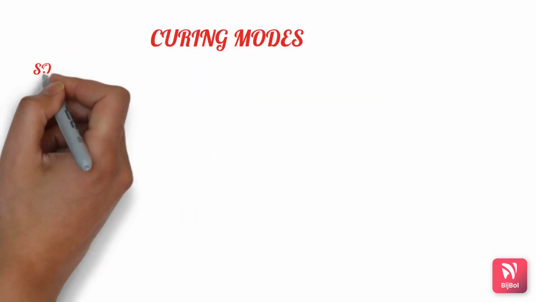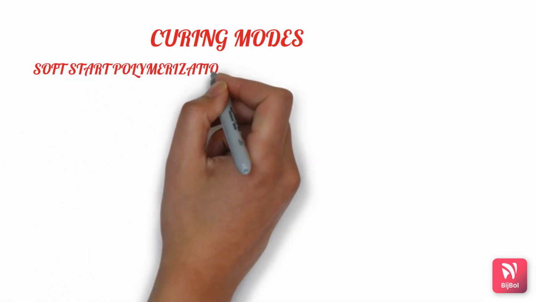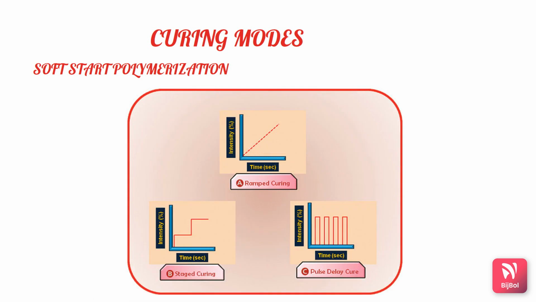Now we'll see the different curing modes. We have different curing modes such as the soft start polymerization, which gradually increases to maximum intensity through the program. That's how it produces a greater amount of composite curing, decreasing the polymerization shrinkage. Next, we'll see the three separate techniques for curing. They are the ramped curing, in which an initial low light intensity is applied, which gradually increases over time.